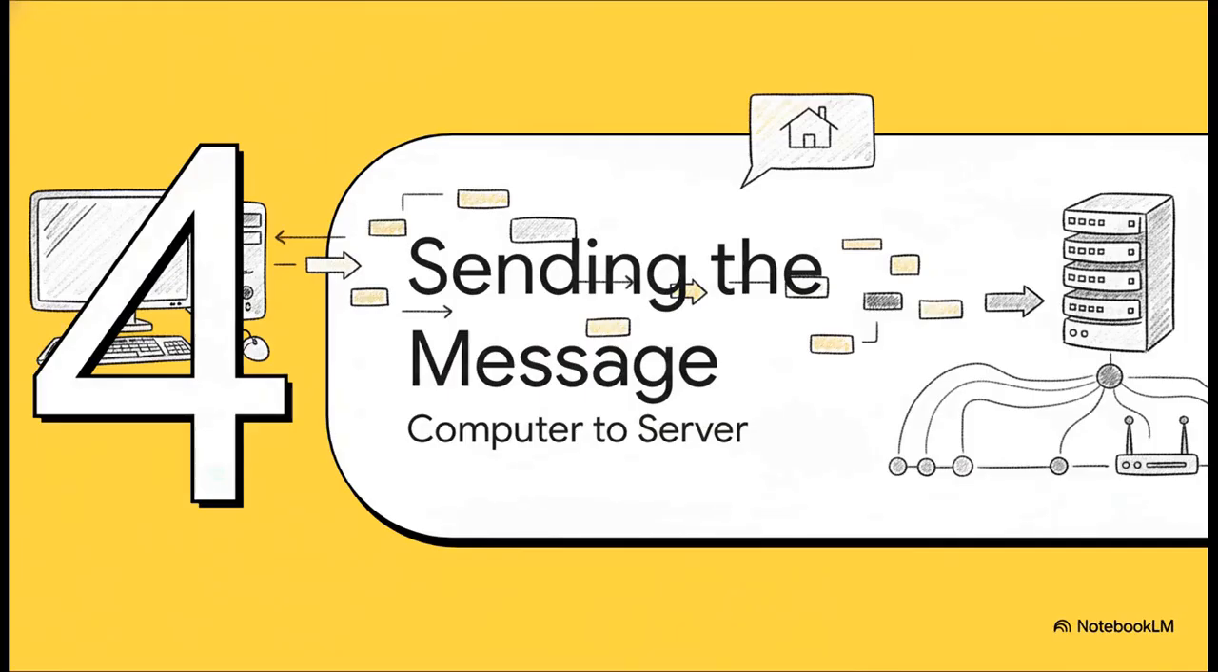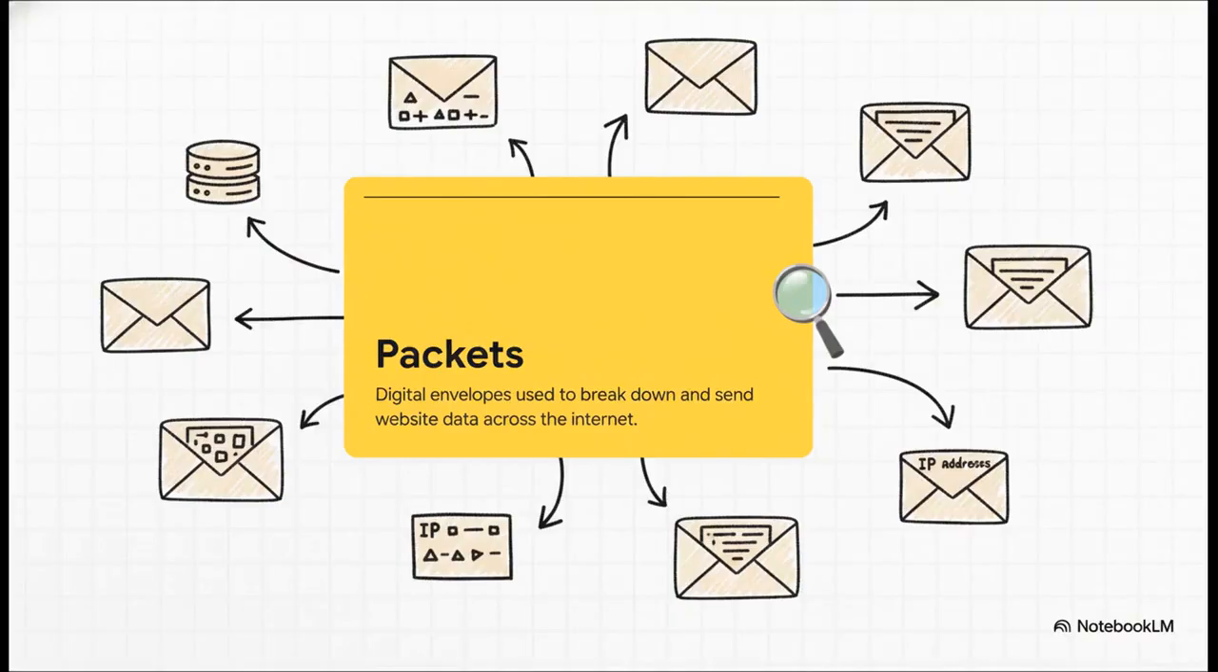Okay, so your computer gets its message ready. Something like, "Hello server, please give me the homepage." But it doesn't just send it out in one big chunk. The internet has a much cleverer way of sending data. It breaks the message down into these tiny little digital envelopes called packets. Each packet contains a small piece of the request, plus the destination IP address and its own address for the return trip. This is absolutely key for sending info efficiently across a super busy network.